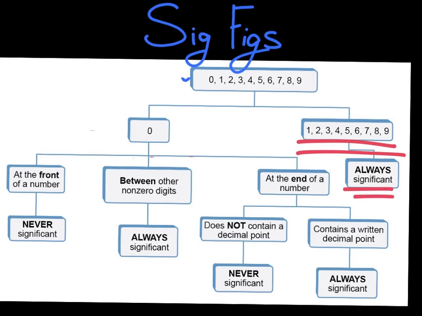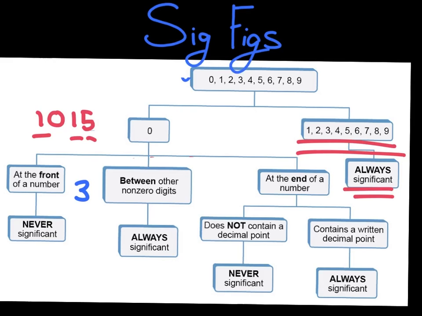What if it's between other digits? Then it's always significant. So that's like if I had the number 1015. How many sig figs does it have? Well, we know that these numbers here, 1, 2, 3, 4, 5, 6, 7, 8, 9, are always going to be significant. So that means we have 3 there.